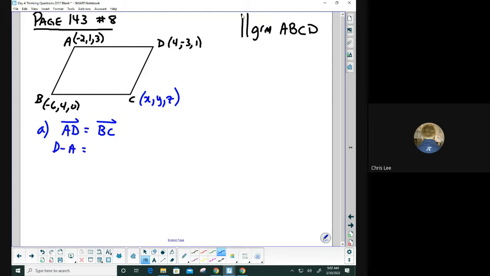Remember, from day one, when we're finding vectors, if this is the vector you're finding, starting at A, going to D, you take where you are now, subtract where you began. So D minus A. And how about the other side? BC is C minus B.